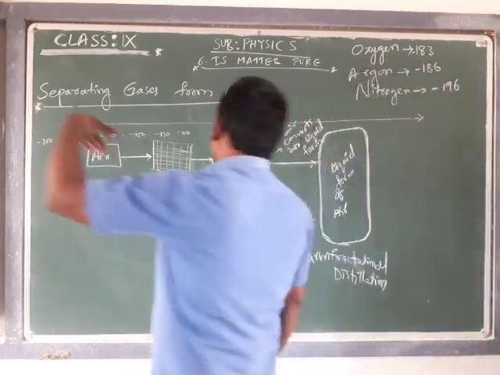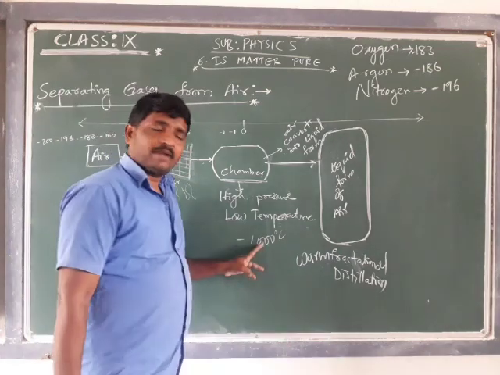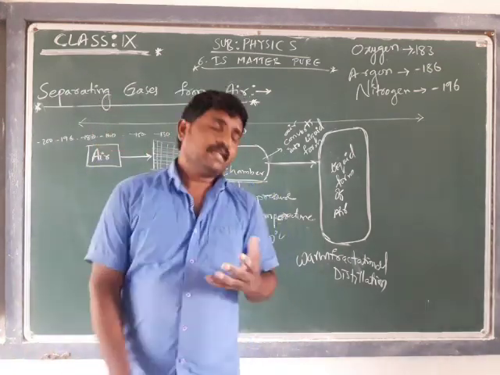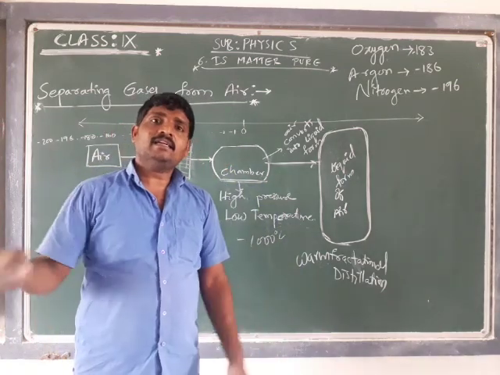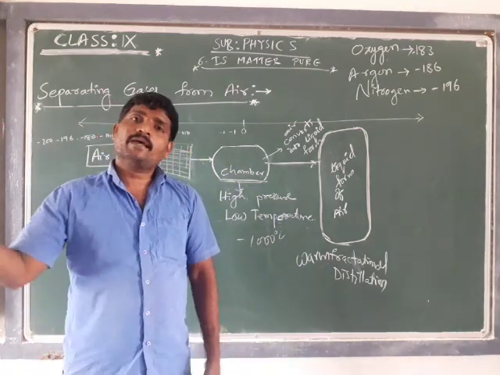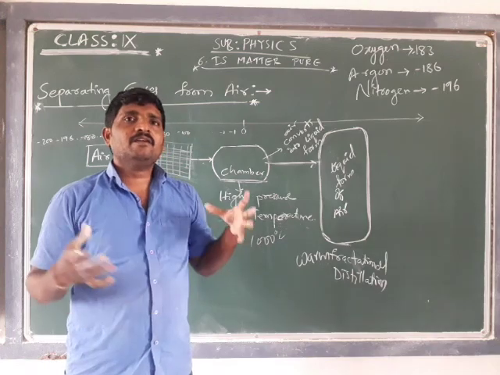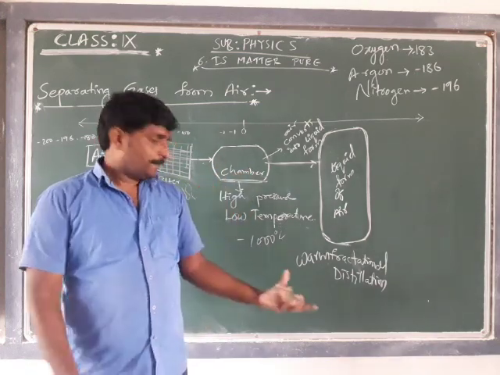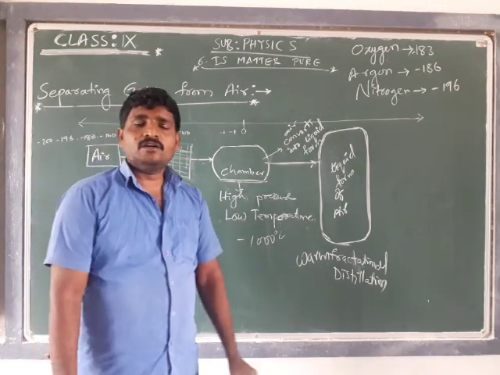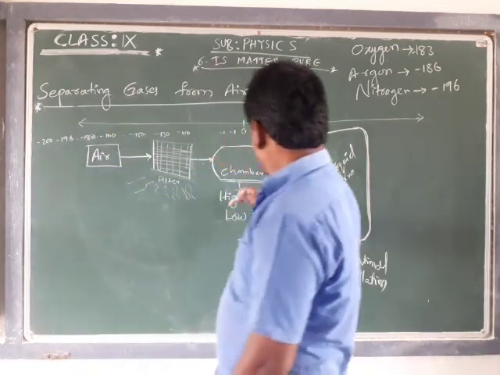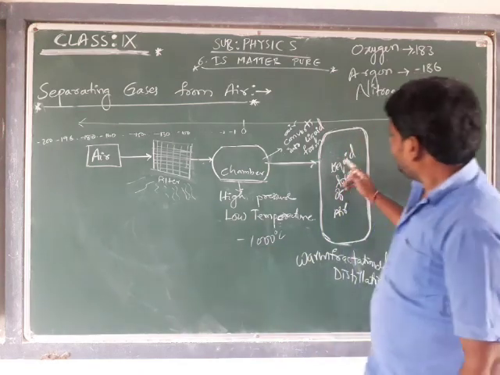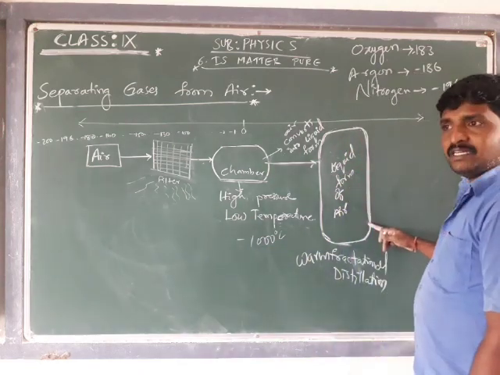Suppose it is minus 1000 degrees Celsius, for example. It may be minus 800 or minus 600 degrees Celsius, depending on the process we are using; this temperature is going to vary. Assuming in our example it is minus 1000 degrees Celsius, that is the temperature of the liquid form of the air.